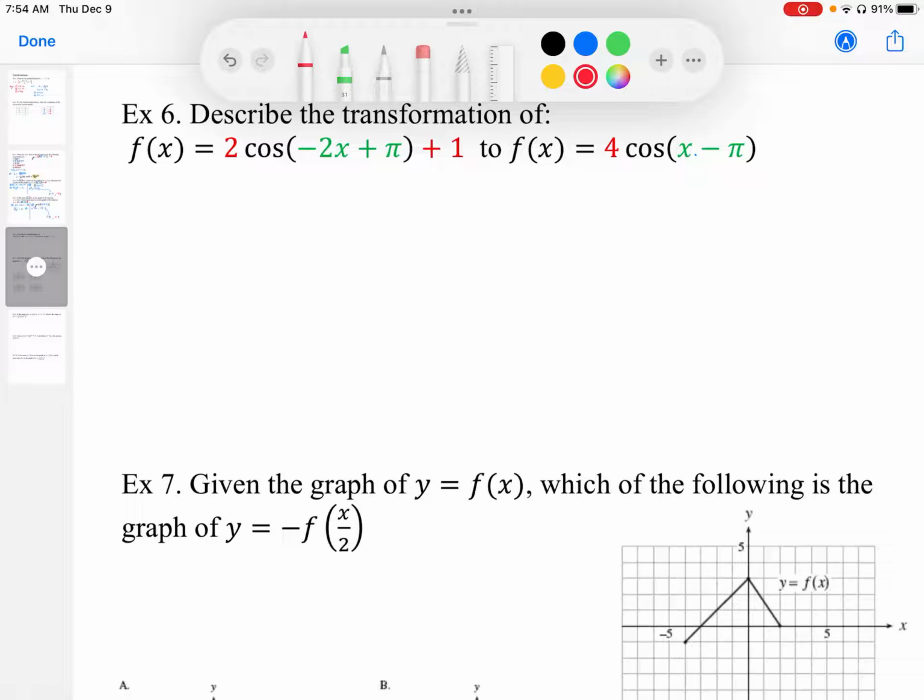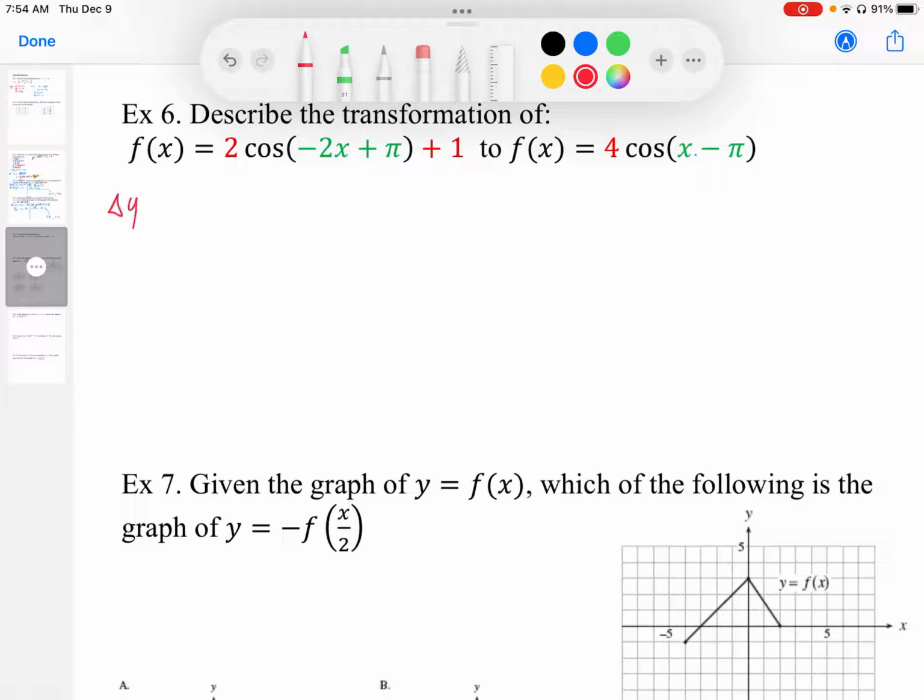In this example, again, we have an outside transformation and an inside transformation. However, the difference is we're starting with a previously transformed function and we're making it into another transformed function. Okay, so how do we do this? The outside one is a little bit easier to work with.